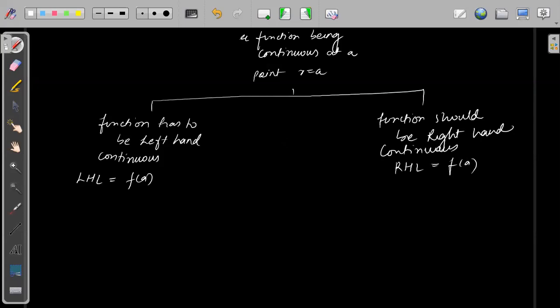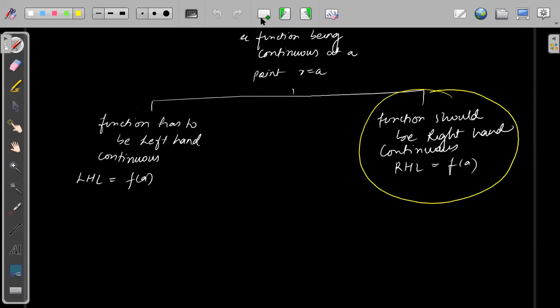In the case of the greatest integer function, which case is true? This case or this case? In the case of the greatest integer function, it is only continuous on the right hand side. It is not continuous on the left hand side. Everybody understood? It is only continuous on the right hand side, right?